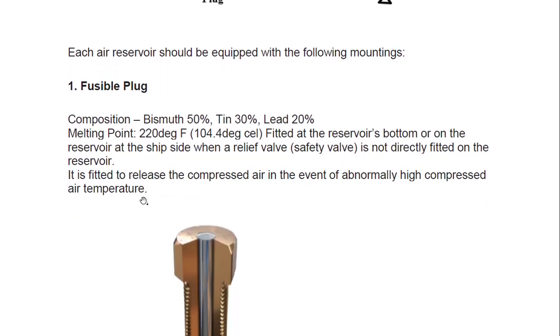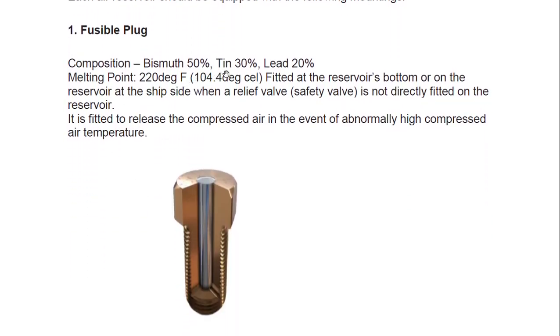When we talk about the fusible plug, you see here the fusible plug composition is bismuth 15%, tin 30%, lead 20%. The melting point would be approximately 220 degrees Fahrenheit, and in degrees Celsius it is 104.4 degrees Celsius. Fitted at the reservoir's bottom or on the reservoir at the ship side when a relief safety valve is not directly fitted on the reservoir. It is fitted to release the compressed air in the event of abnormally high compressed air temperature. So if the compressed air temperature rises abnormally inside, this fusible plug will fuse.